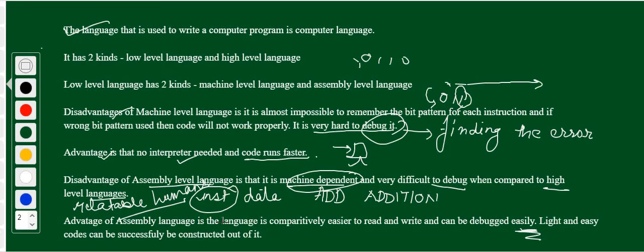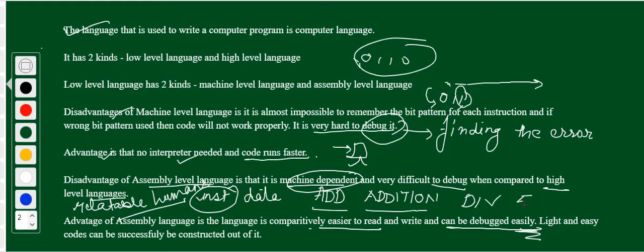Advantages of assembly level languages: this language is comparatively easier to read. At least you can read it, you can see the meaning, whereas here you don't know the meaning, and hence it can be debugged easily. Suppose I'm dividing two numbers, 5 and 0. You know that this is wrong because 5 cannot be divided by 0, so you can debug it. Light and easy codes can be successfully constructed out of it. It is not a very heavy language. It is comparatively easier and better.